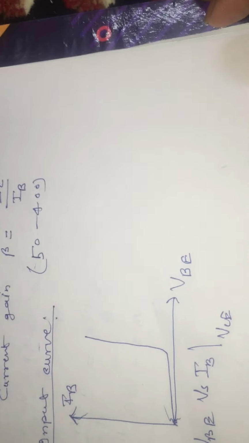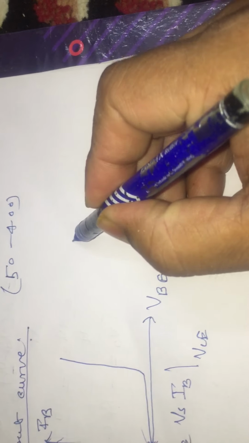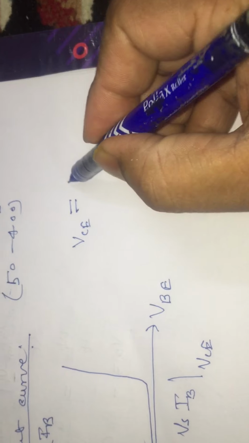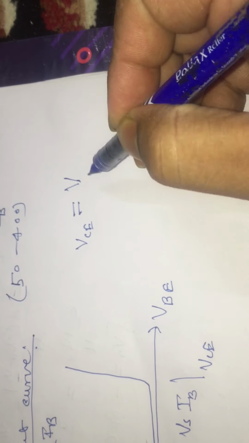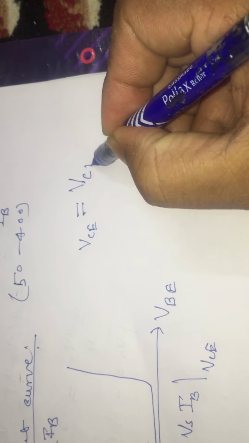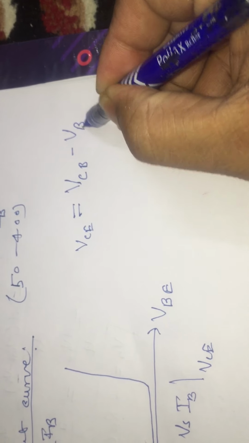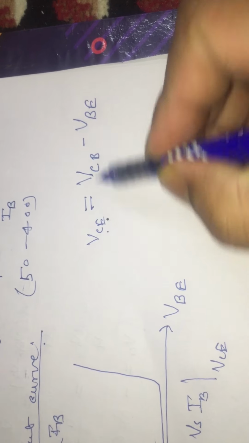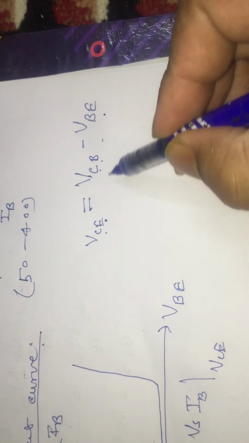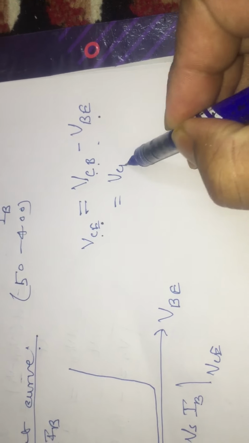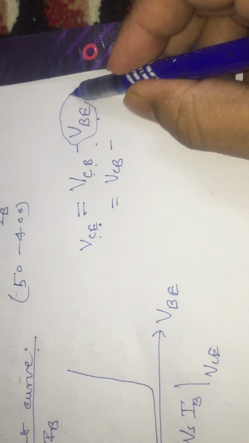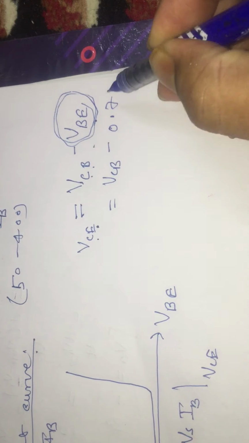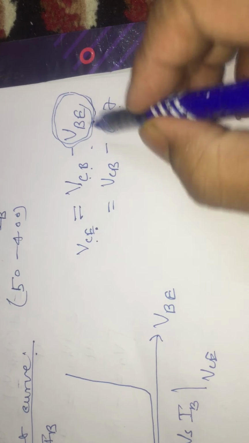Now if VCE is changed, what will be the effect? We can write here what is VCE. VCE is equal to VCB plus VBE. Again, this value VBE is almost constant for a BJT, approximately 0.7 volt.